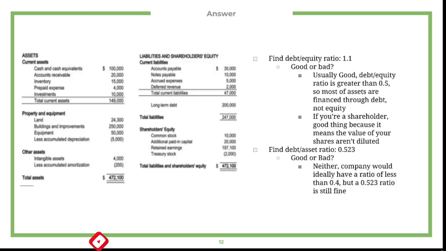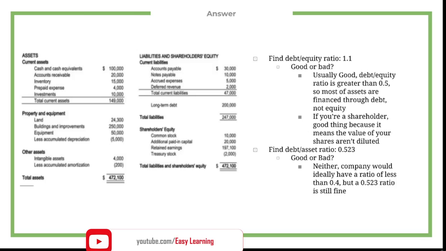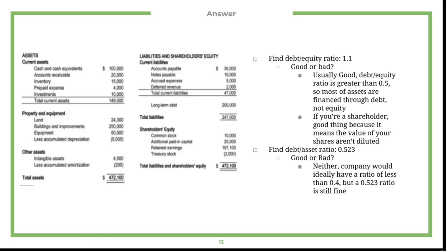And the debt to asset ratio is 0.523. And this is neither good nor bad because the company ideally wants to have a ratio of below 0.4, but 0.523 isn't too far from 0.4. So it's still acceptable, but it's not ideal.